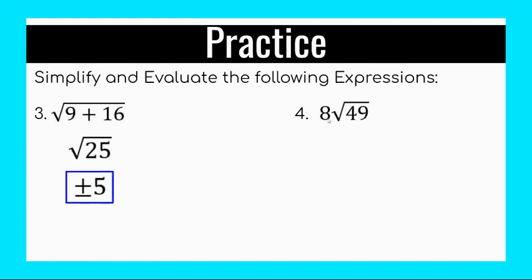Here, when you have a number outside the radical sign, it's basically like saying there's hidden parentheses around this. So what I'm saying is 8 times the square root of 49. Well, the square root of 49 is plus or minus 7. So I have 8 times plus or minus 7, which results in plus or minus 56. Whenever you have a number outside the square root sign, it's just multiplied by whatever the square root of that number is.